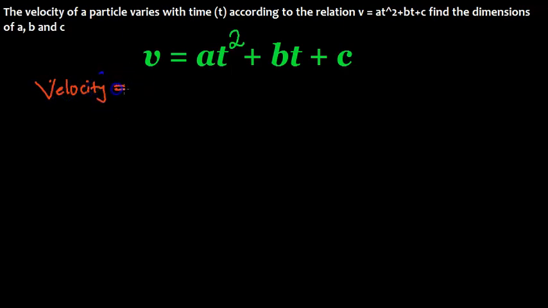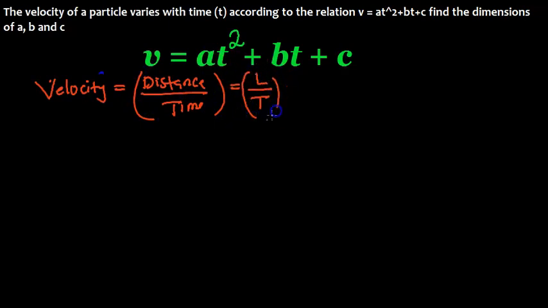We know the velocity is simply distance over time. And we know that distance is measured in length and time is denoted with capital letter T. So the dimension for velocity is simply going to be LT minus 1, which is length per time. The small letter t is given to be our time in this case. Okay, let's go ahead and solve our problem.